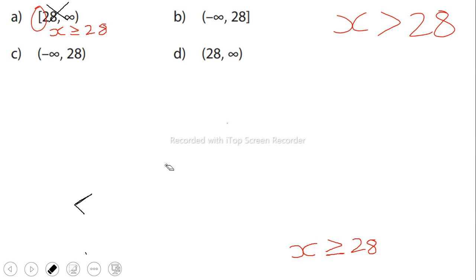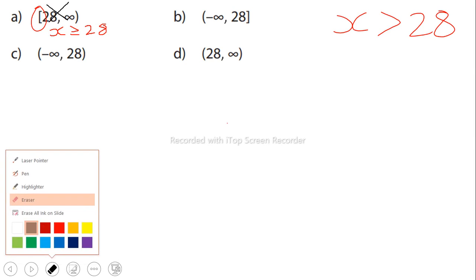Alright, so what is C saying in words? Let's begin. C is saying, hey, start at 28, but get increasingly less and less. Get smaller and smaller. Now, we do not include 28, right? We do not include 28, but we go to the left and get increasingly smaller all the way to negative infinity.